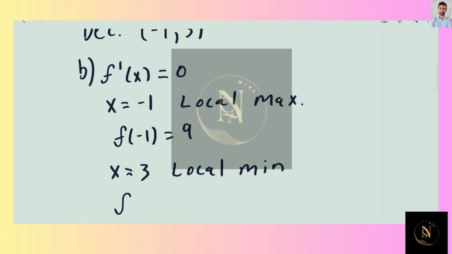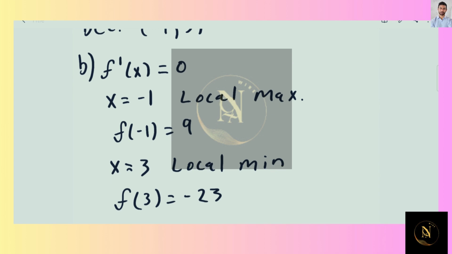And if we plug this into our original function, we'll see that this is equal to negative 23. So we have a local maximum at the point (-1, 9), and a local minimum at the point (3, -23).